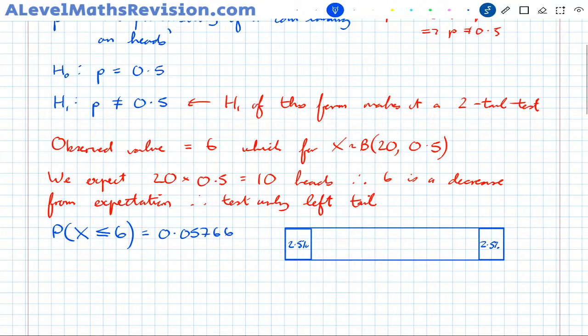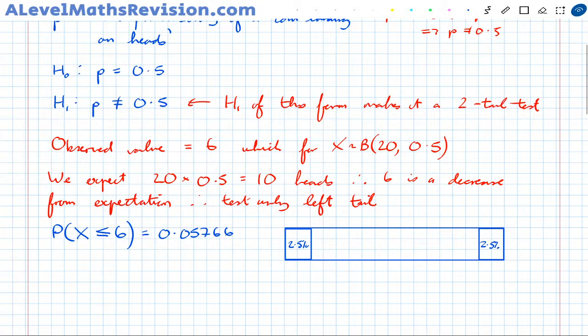Right, so you might think to yourself, well, actually, why don't we do a greater than or equal to as well to test the right-hand tail? Well, if the evidence is that it's decreased from expectation, there's no real point in testing the right-hand tail. We know it's not going to show an increase because the data has shown a decrease. We can use common sense to disregard the right-hand tail.